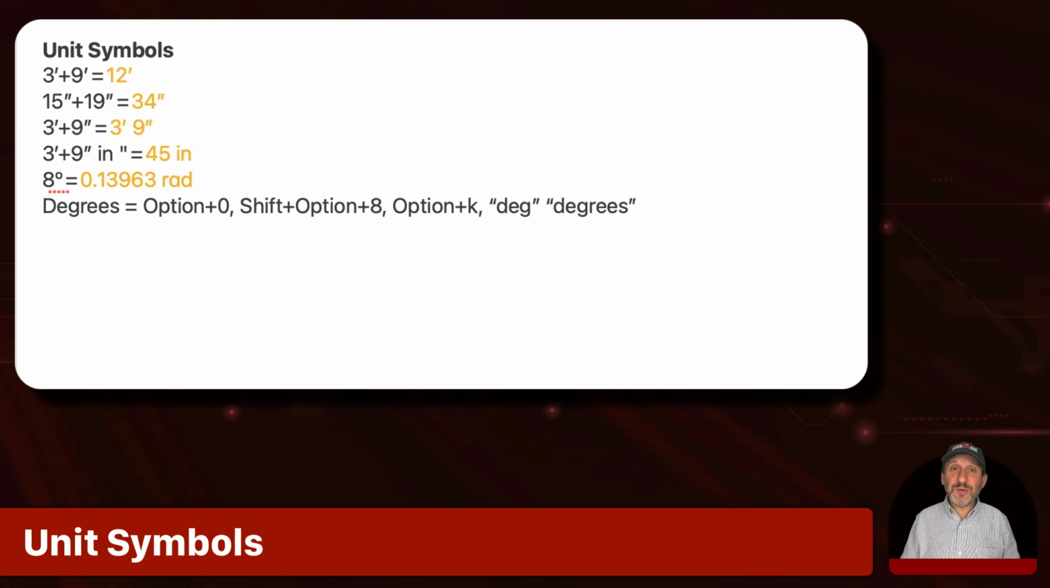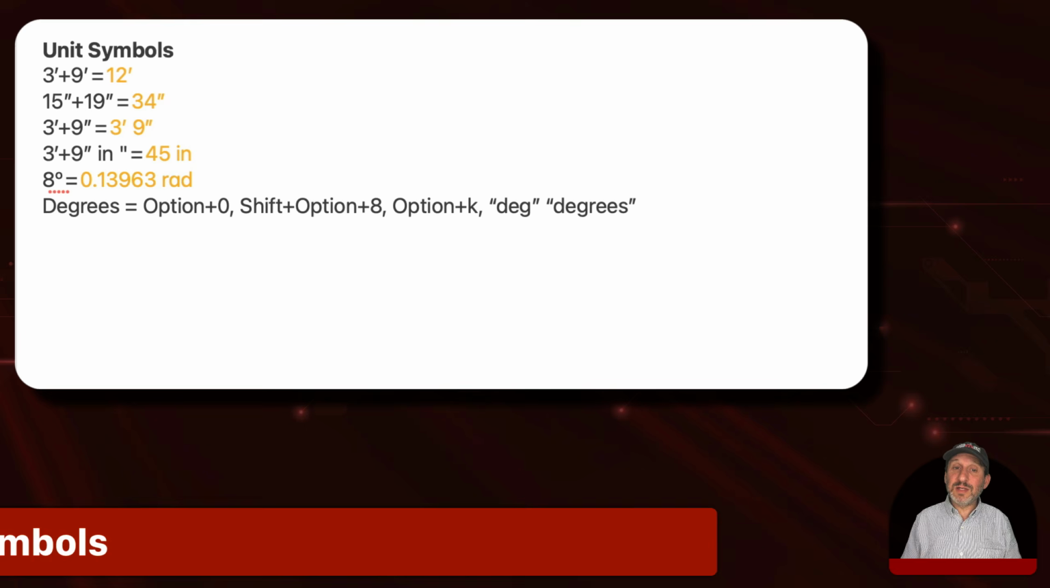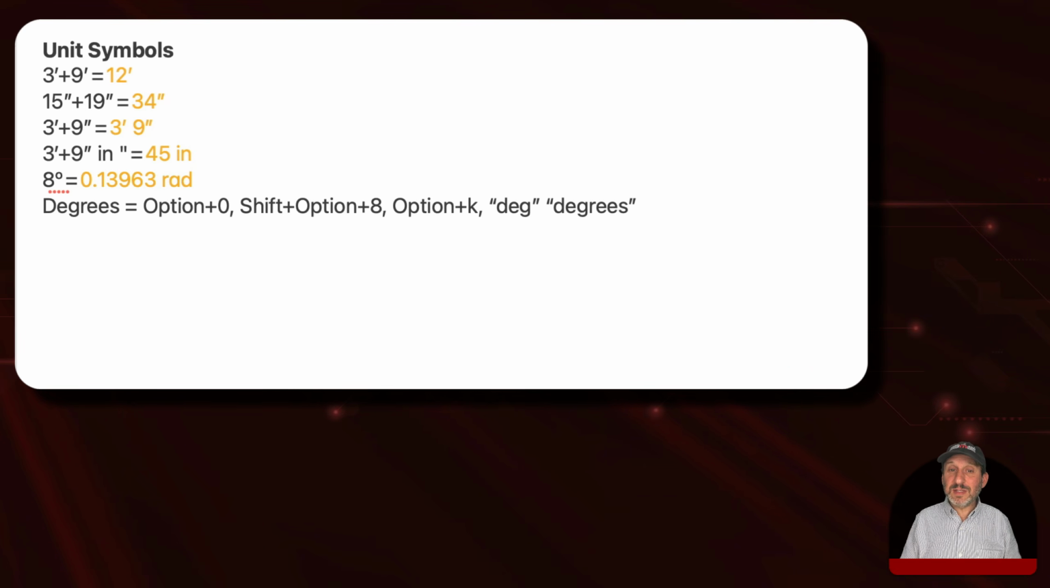And you can do miles per gallon, and it will convert to liters per kilometer. Nice. I also note it gets unit symbols like a single quote for feet and a double quote for inches. So you can see it does some math here. And you can also use degree symbols. And I found that Option 0, Shift Option 8, Option K, and the word DEG or degrees all worked to find degrees, and it'll convert to radians like that.